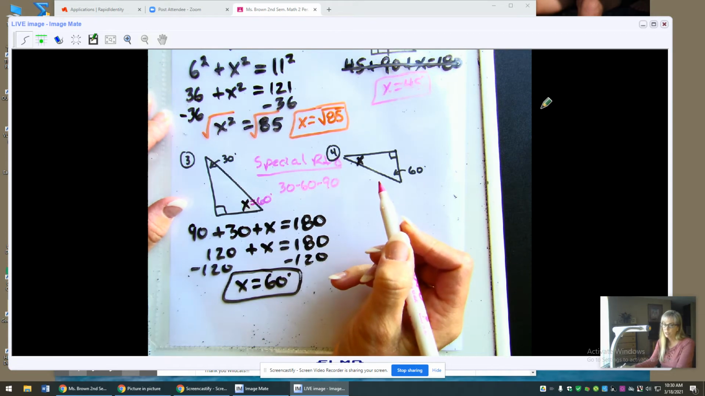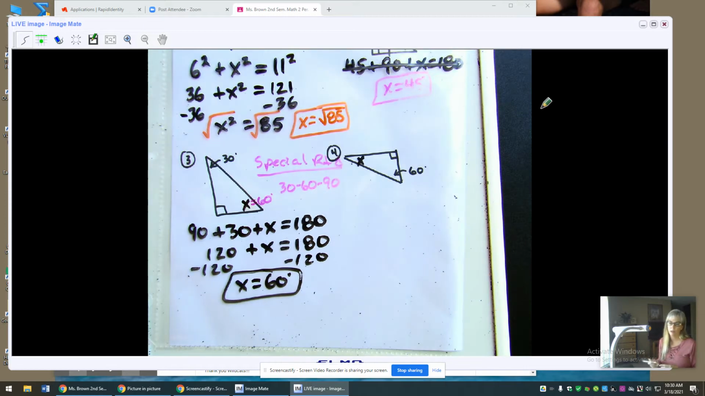They both have 90-degree angles. That's why they're right triangles. They're special when they have 2 45 degrees or a 30 and a 60 with the 90. 30, 60, 90-degree triangles also have a special relationship or ratio with the sides and the hypotenuse that we're going to go over in a bit.